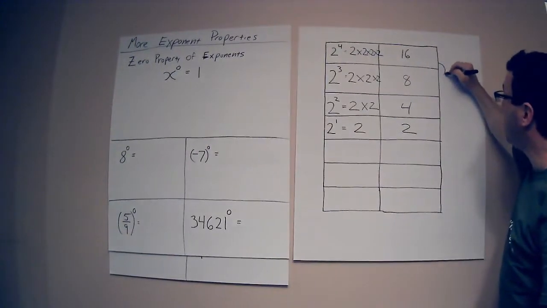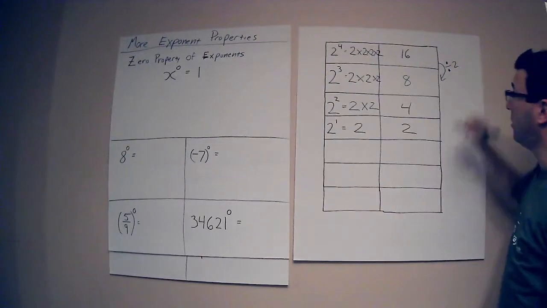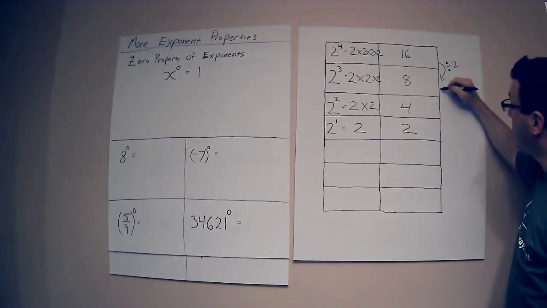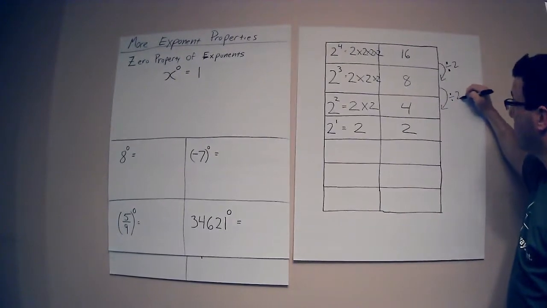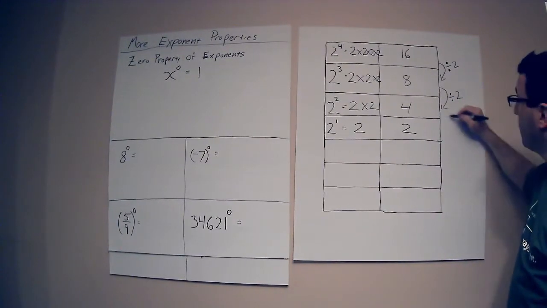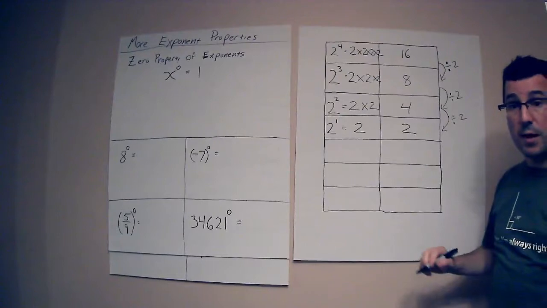So to go from here to here, I'm going to divide by 2. To go from 8 to 4, we're going to divide by 2. To go from 4 to 2, we're going to divide by 2.